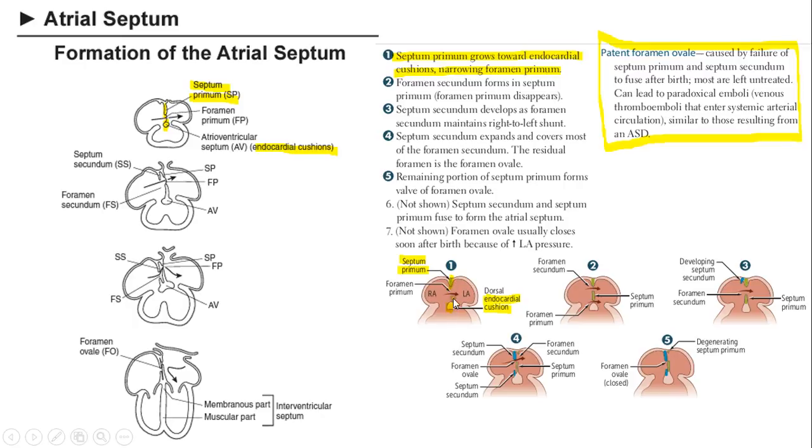These grow together. This is the right atrium, left atrium. This would be the septum that divides it, but it hasn't developed yet. So this septum primum grows down and starts to create this little thing here. Another illustration of it over here.